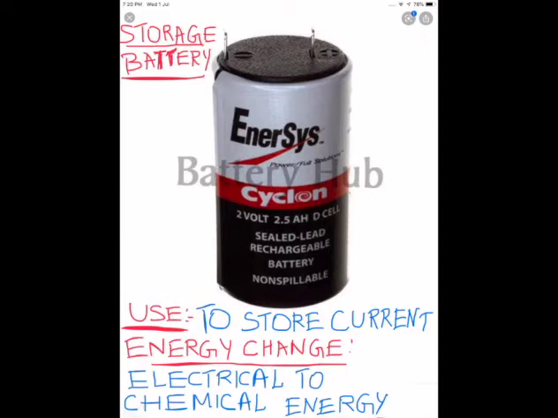Now, what is the energy change there? So, input is electrical energy and output is it stores chemical energy. Correct? It converts electrical energy to chemical energy. Okay? This is applicable for the storage battery.